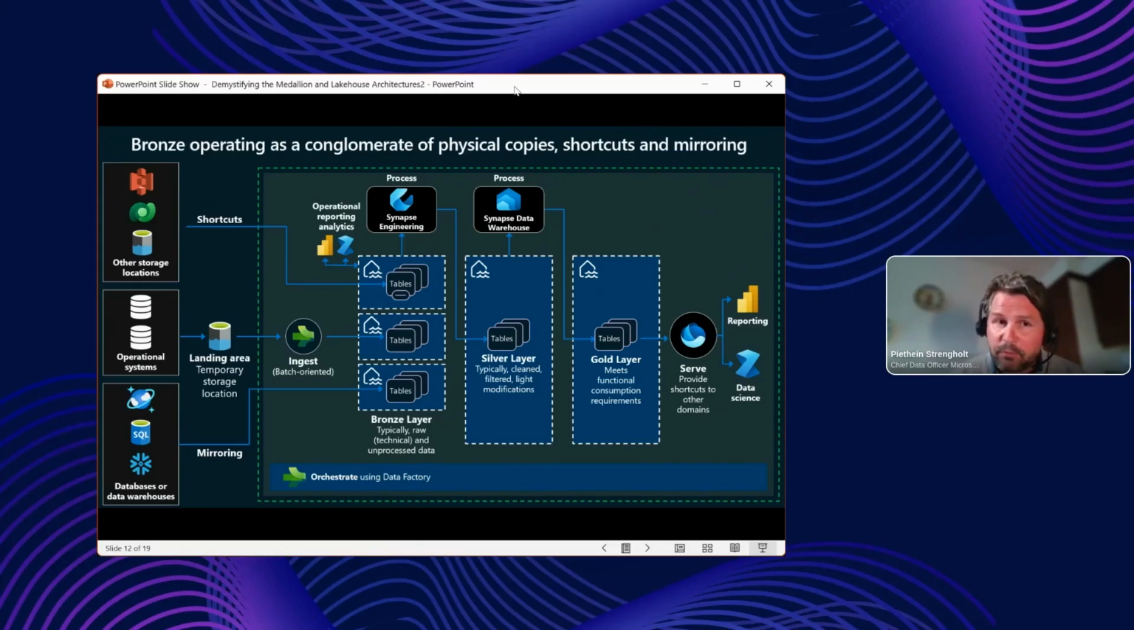And we could also maybe apply some virtualization, where we shortcut data that resides elsewhere. So we leave the data as is, and only when we need to read that data, we access it. So we bring it in virtually. Then your bronze layer becomes more of a conglomerate of different approaches you use side by side. This perfectly makes sense in lots of scenarios.